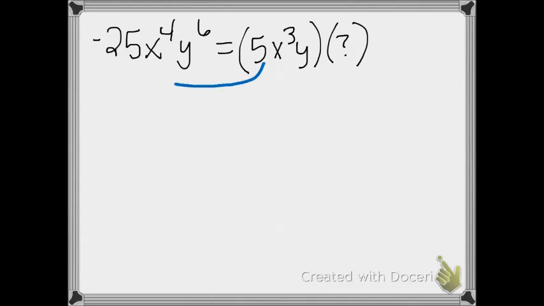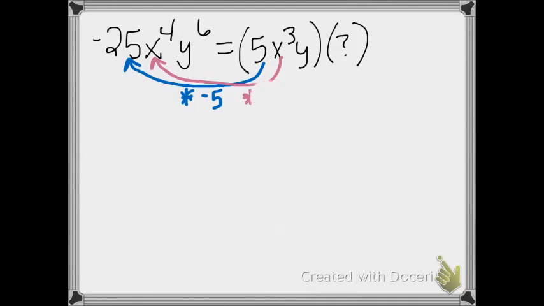All right, we have our next example, negative 25x to the 4th, y to the 6th equals 5x to the 3rd times y times some unknown value. Again, we're going to go with our rules. We need to know what number times 5 gives me negative 25. And I know that that's negative 5. Then I have to ask myself what number times x to the 3rd will give me x to the 4th. And I need one more x, so just times x.